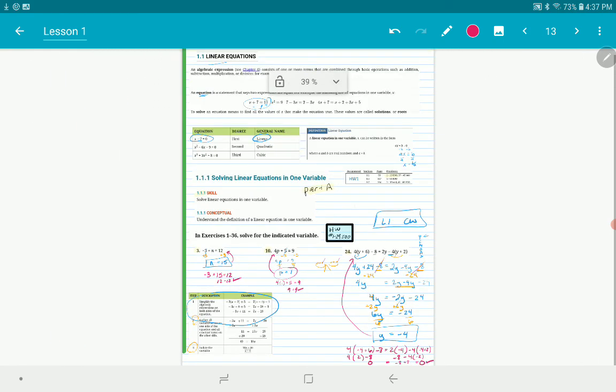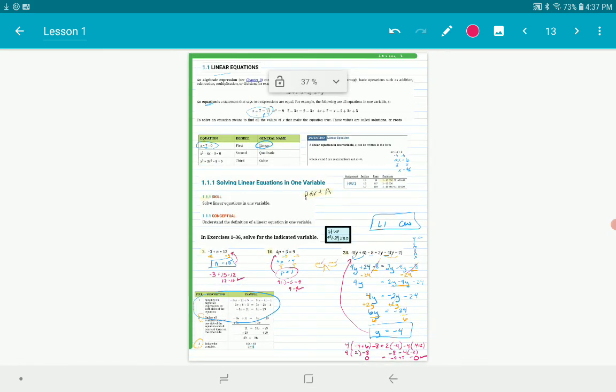All right, so that is this page of your notes and classwork. So remember to turn this in as part of your lesson 1 classwork.